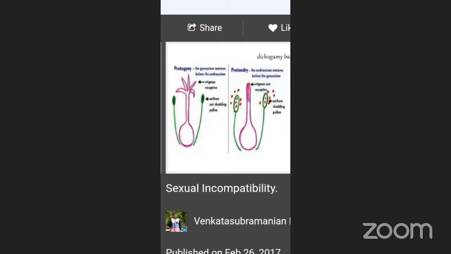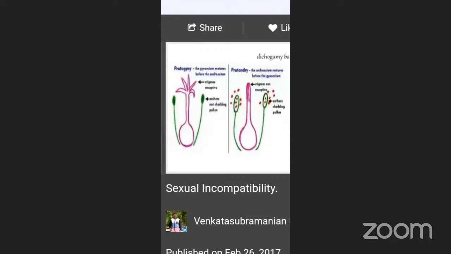In gametophytic self-incompatibility, the incompatibility process is determined by the genotype of the male gametophyte. Examples are members of the Poaceae, Solanaceae and Liliaceae. Another feature is sporophytic self-incompatibility. The incompatibility process is controlled by the genotype of the sporophyte tissue of the plant from which the pollen is derived. Examples are the Asteraceae and Brassicaceae.